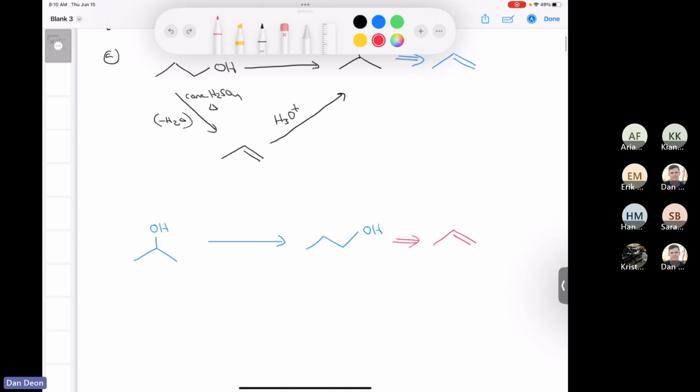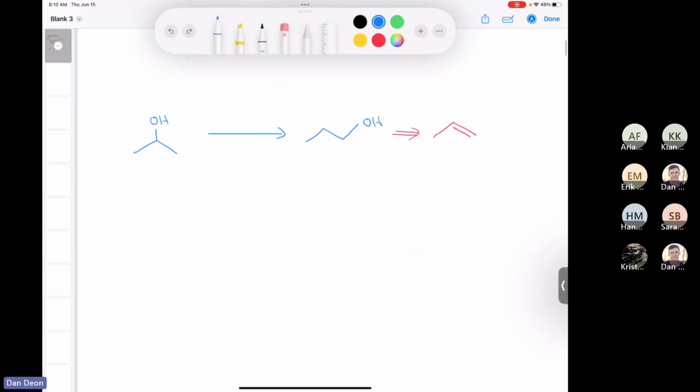And so in our first step, again, we're just going to treat this with sulfuric acid. So we'll put here concentrated H2SO4, heat, and of course that's going to cause the loss of water. So that's going to give us propene. And then if we want to do an anti-Markovnikov addition of water, of course that's a two-step reaction. The first step is borane and THF. And the second step is going to be to treat it with hydrogen peroxide and sodium hydroxide.